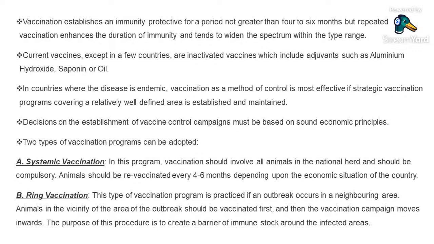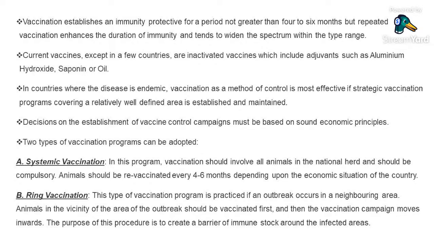And in the countries where the disease is endemic, vaccination is the only thing which we can use for control. And two types of vaccination programs are available. First is the systemic vaccination. Here all the animals in the herd in the country should be vaccinated, revaccinated every 4 to 6 months.